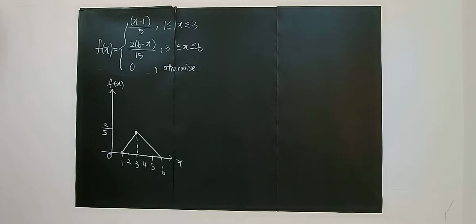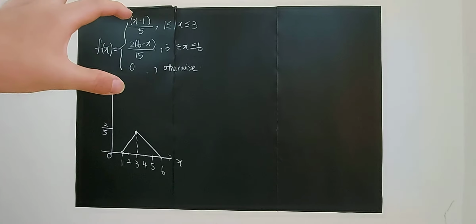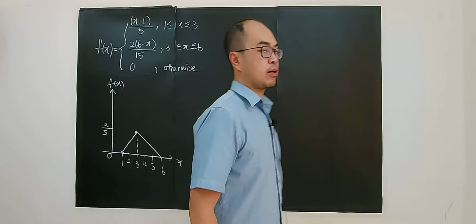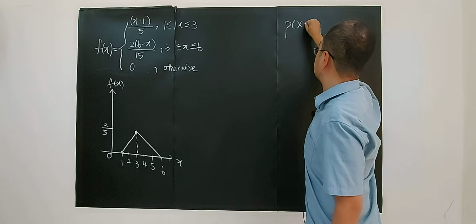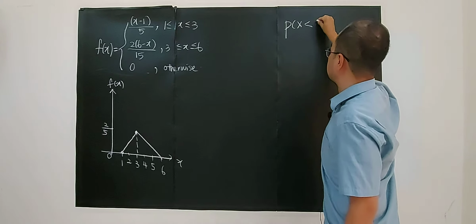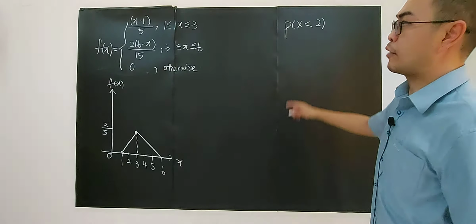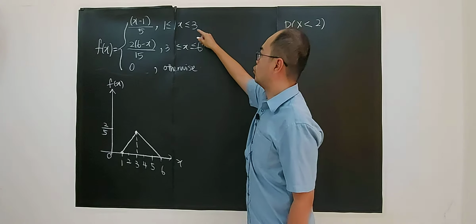Alright, now for this part, I'm going to discuss how to use the probability density function to find the probability of a certain region, right? So if, for example, I want to find the probability of x less than 2, we have to refer to this interval here.